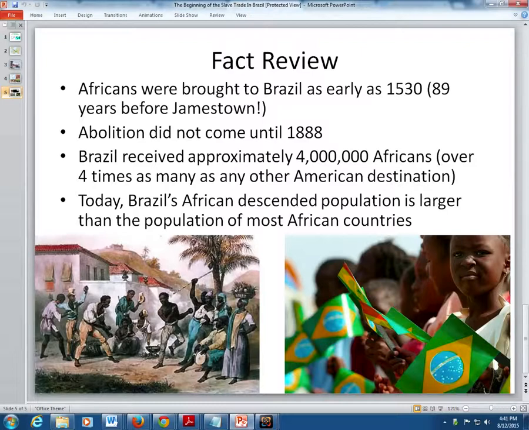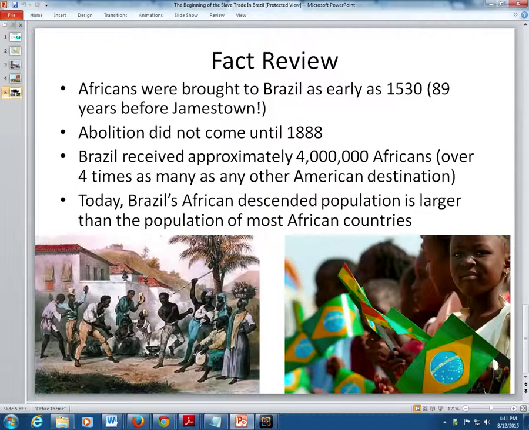And let's see, time for a fact review here. Africans were brought to Brazil as early as 1530. So this is actually 89 years before Jamestown. A lot of times we forget that as we're talking about the American history narrative. Africans were brought to Brazil as early as 1530. Abolition did not come until 1888.